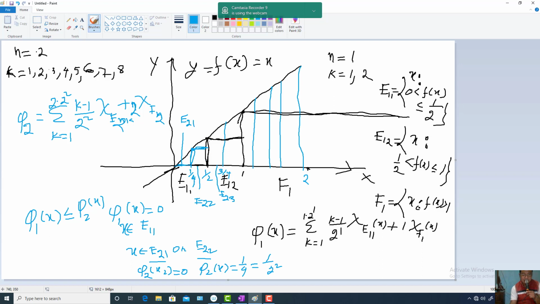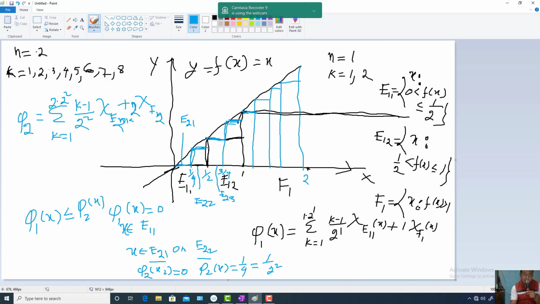From half to 3 by 4 it takes this half value. From 3 by 4 to 1 it takes this value, that is 3 by 4. From 1 up to here it takes this portion. It goes on like this. This is the simple function value, this much height, this much height.